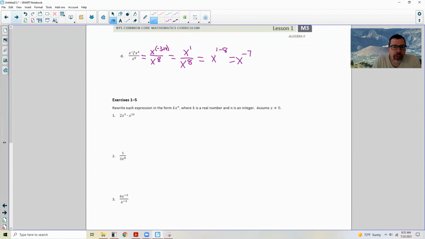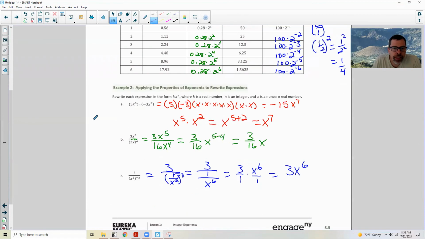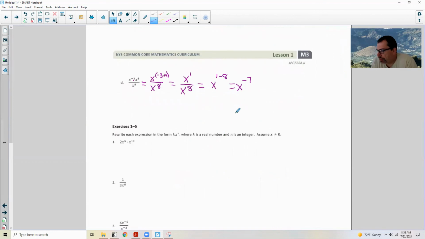But if I go back and look at my directions, it says rewrite each expression in the form of kx to the n, where k is a real number, n is an integer, and x is a non-zero real number. Okay, so it didn't say that n, being the exponent, is a positive integer. So I guess we're done right there with x to the power of negative 7.